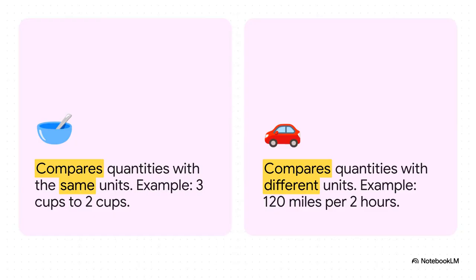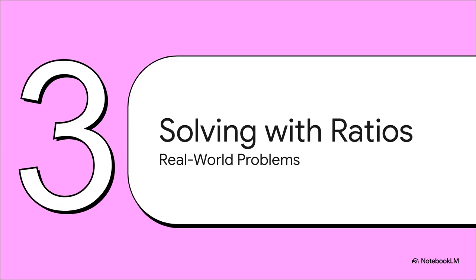So let's just put them side by side. Ratios compare the same units, like cups to cups. Rates compare different units, like miles to hours. The key to telling them apart is to always look at the units. All right, definitions are great, but the real power comes from actually using this stuff. So let's see how we can solve some everyday problems using ratios.